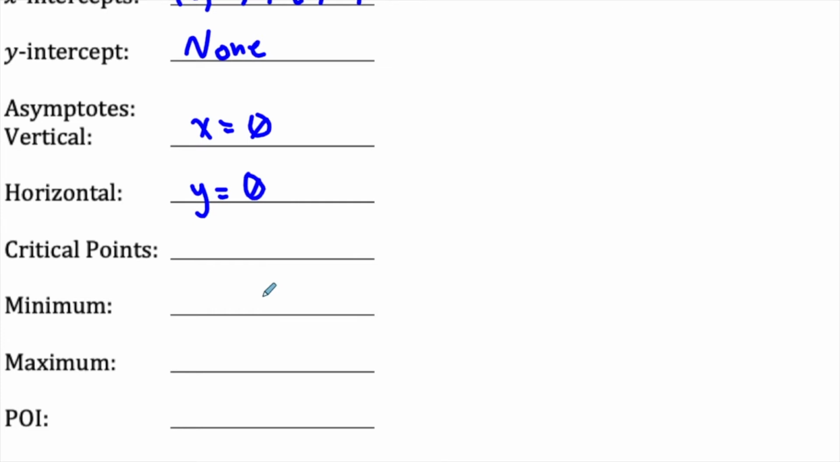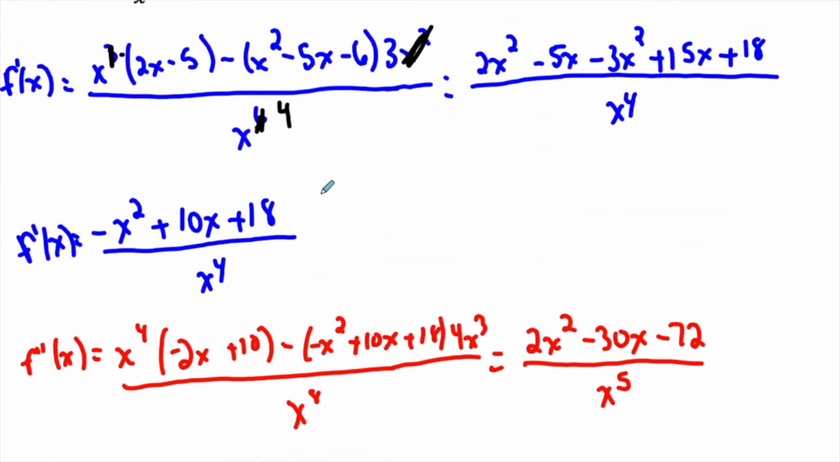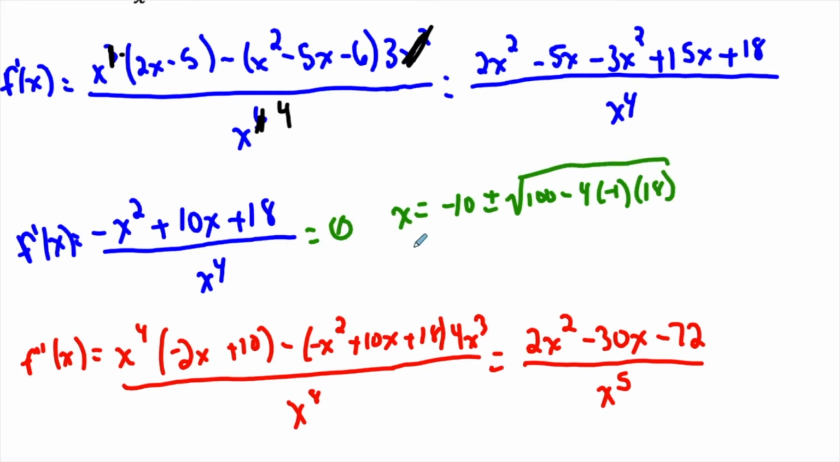Okay, critical points. This is what makes the first derivative 0. I already did this here. If we set this equal to 0, that's where the numerator is 0. And we need to plug this into our quadratic formula. So this is what your quadratic formula should look like. Negative 10 plus or minus the square root of b squared, so that's 100, minus 4 times a, which is negative 1, and c is 18. This is all calculator work. I will jump straight to the answer once I put this down here. All of this divided by 2a, which is negative 2.